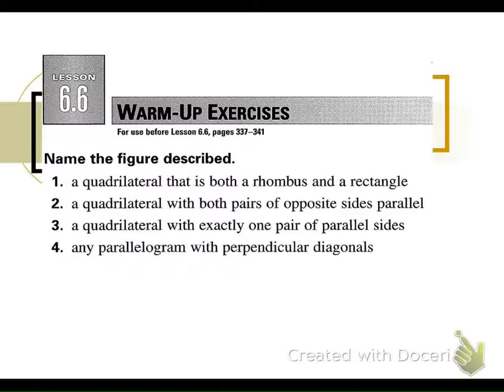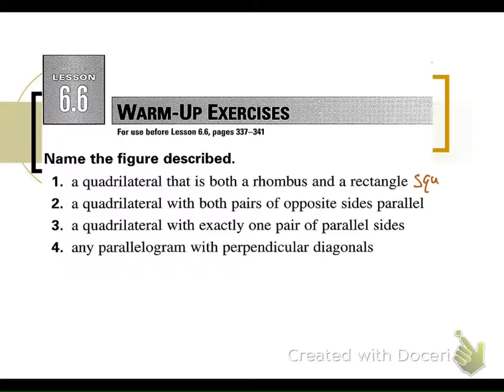6.6 warm-up or bell ringer. A quadrilateral that is both a rhombus and a rectangle. So if you use that sheet we just had, what is a quadrilateral that's both a rhombus and a rectangle? Is it a square? That is a square. A square is both a rhombus and a rectangle.